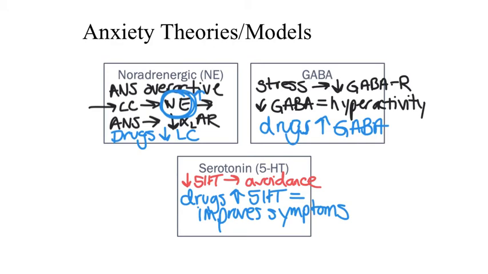Overall, it is likely a combination of these three models that lead to the symptoms of anxiety we can see clinically. Increased norepinephrine, decreased GABA, and decreased serotonin seem to play a role in the development of anxiety signs and symptoms. And counteracting these neurotransmitter changes can have a beneficial effect in the treatment of anxiety.